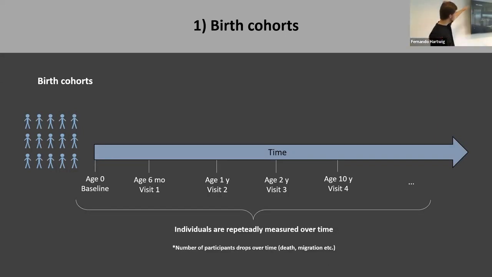So we have a group of individuals that we want to study, and we enroll them in the study right after birth, so at age 0, and that will be the baseline of the study. And then we measure the same individuals several times during their life course. Those ages here are just examples. You don't necessarily have to do 6 months and then 1 year and then 2 years. What is going to happen for sure is that the number of individuals that you have in your study is going to decrease over time due to factors such as death, migration, and other things.